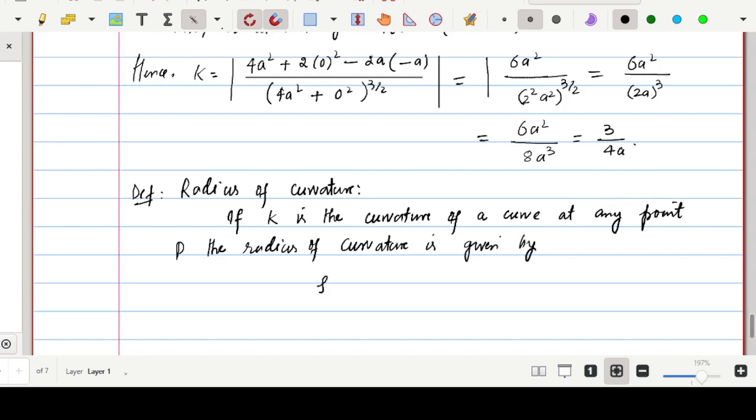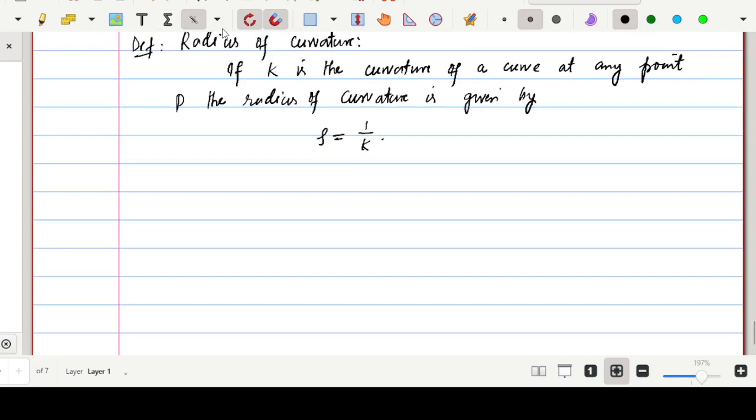This, which is denoted as rho, is equal to 1 divided by kappa. So the reciprocal of the curvature is actually defined as the radius of curvature. But before that, let's understand what radius of curvature actually means. Now let's take one example here. Okay, let's draw a curve like this.